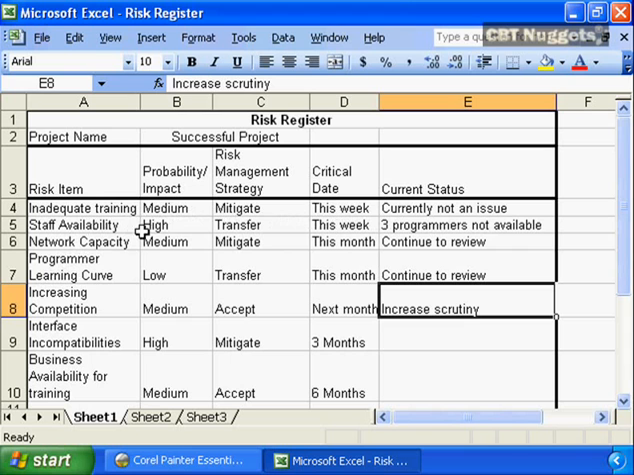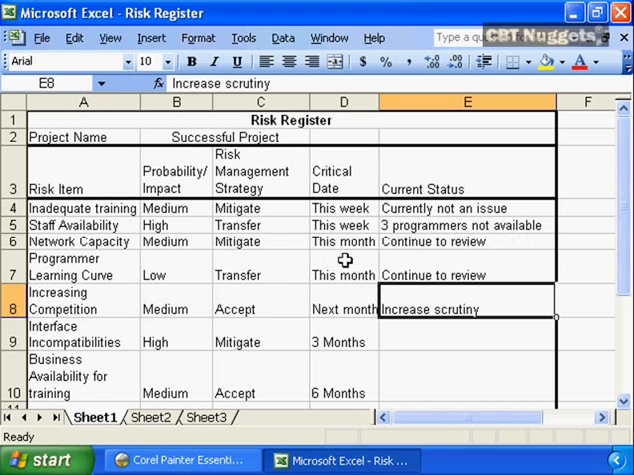The next one, staff availability, the impact is high. The management strategy is transfer. If we were to look at our detailed risk management plan, we would see something to the extent of, if we cannot get the staff we need, go out and hire a consultant, or hire a temporary resource. It's looking like we need to take that action immediately, and the current status is 3 programmers not available. So it is about time to go out and deal with the issue and find those contract resources to bring in to ensure our project does not deal with a resource availability shortfall.